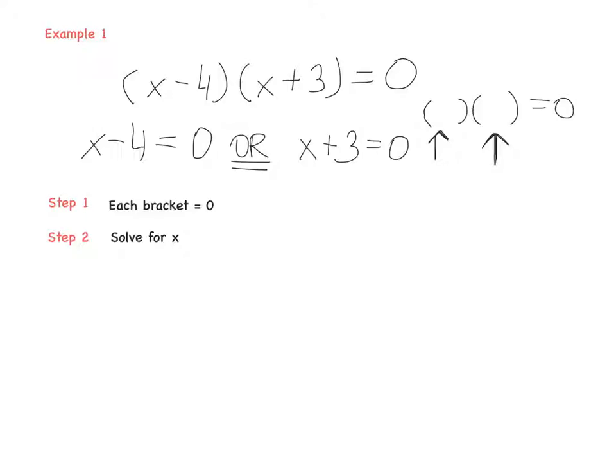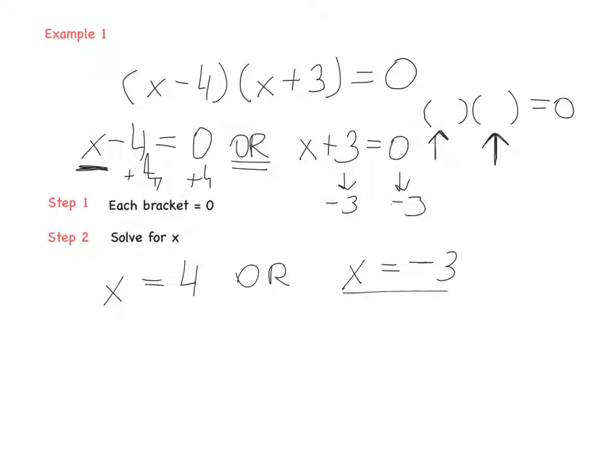The first one, x minus 4 equals 0. What do we need to do to find what x is? We need to get rid of minus 4, so plus 4 and plus 4, and then x equals 4. Or here we need to get rid of 3, so minus 3 and minus 3. As you can see, we are still following the algebra rules. Then we have x equals minus 3. So these are the answers: x equals 4, or x equals minus 3.